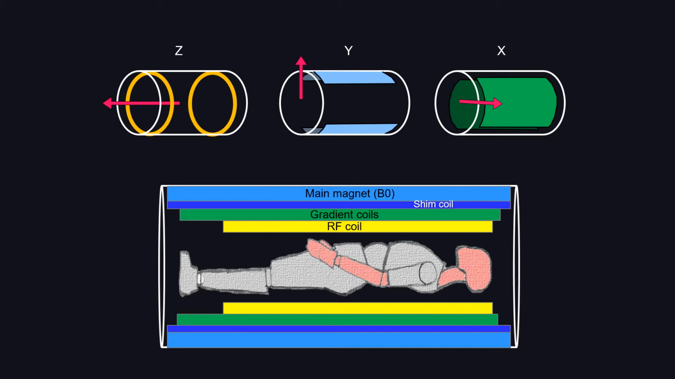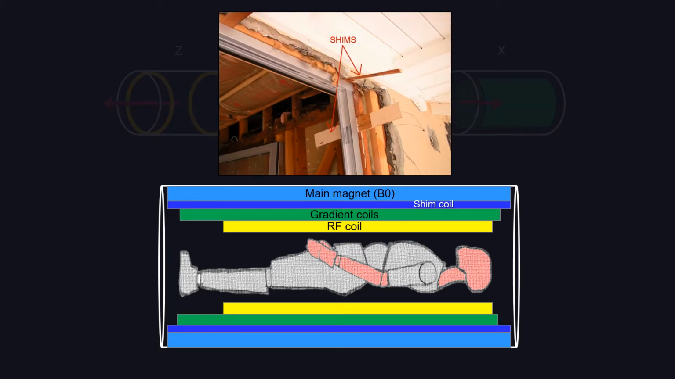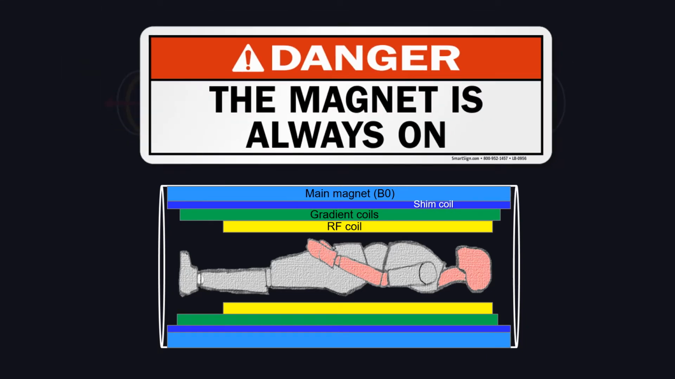For those of you who wonder what shim is, shimming is something that you do in construction, where you make sure everything's level. Another example is that at the restaurant, if you have a table that's wobbling, the waiter can take a piece of paper, jam it under the leg, and make sure the table is balanced again. That's shimming. I know most of us know this, but the main magnet of MRI, B0, is always on.